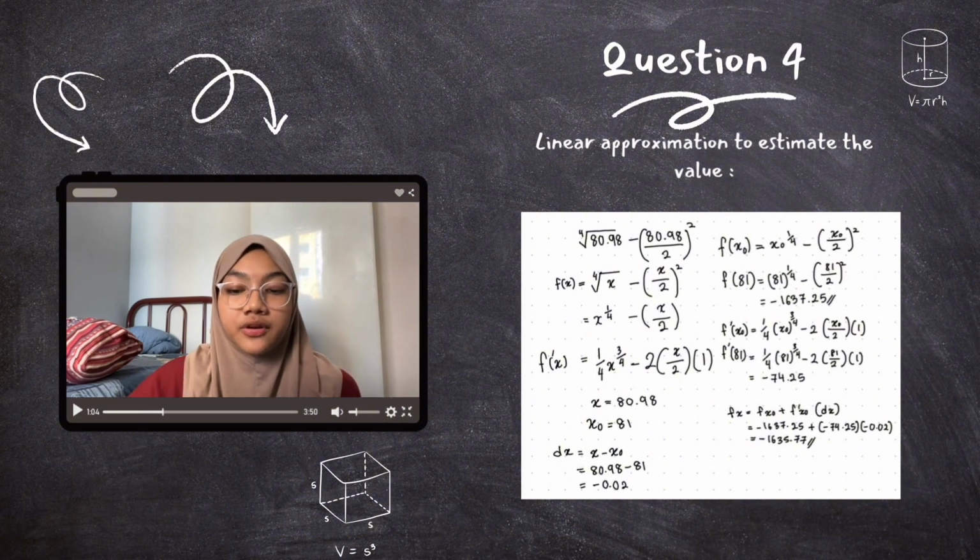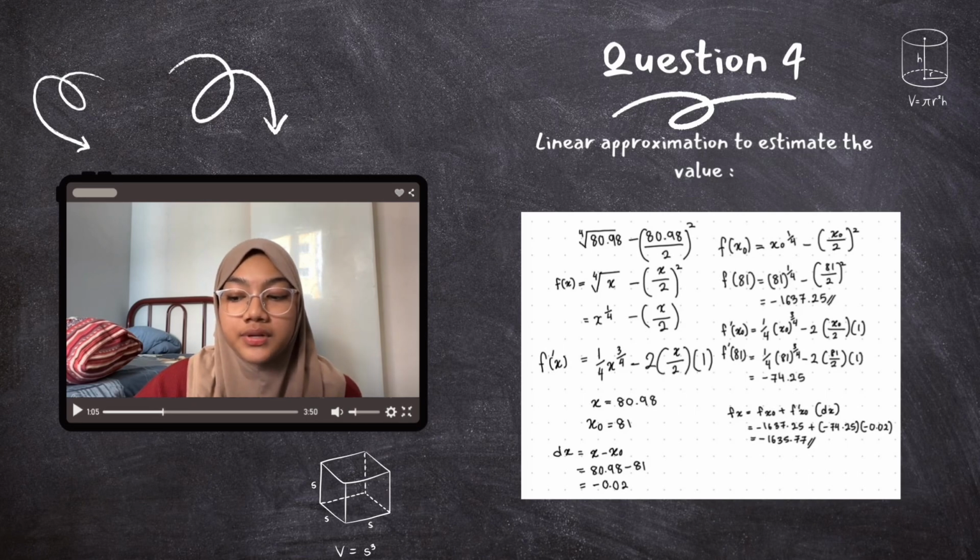Now I'm going to explain the linear approximation to estimate the value of the fourth root of 80.98 minus 80.98 over 2 squared, correct to two decimal places. First, write the expression. Change the number to x and put the equation into f(x) form. f(x) equals the fourth root of x minus x over 2 squared.